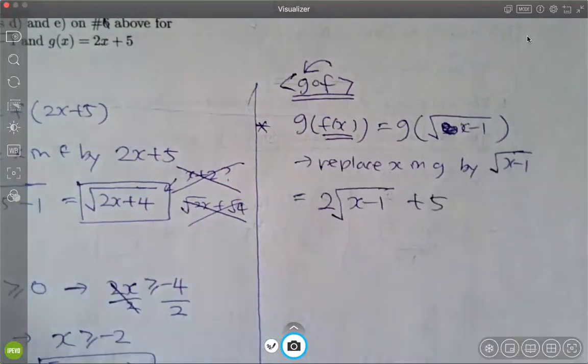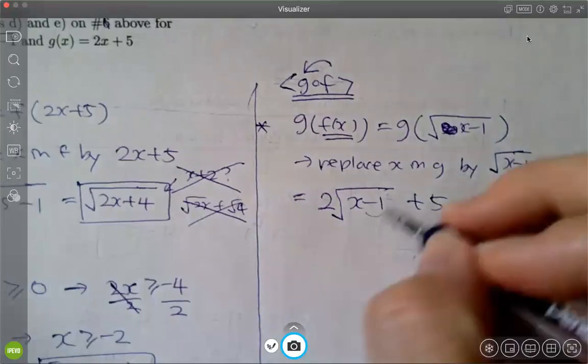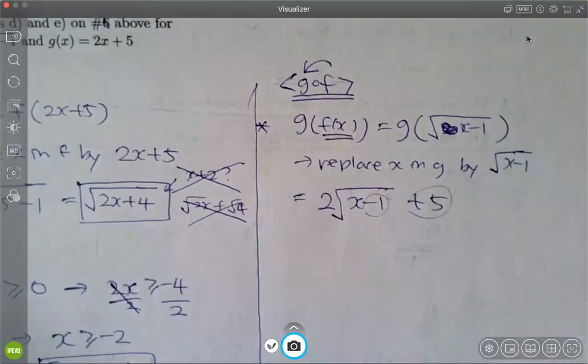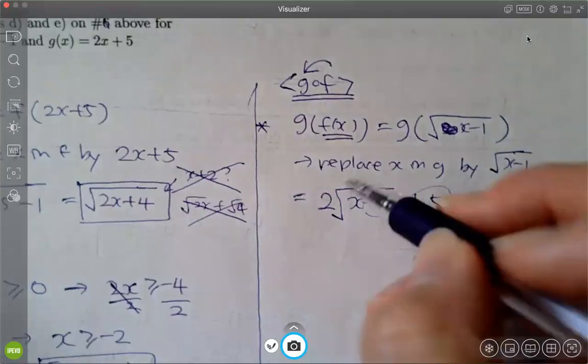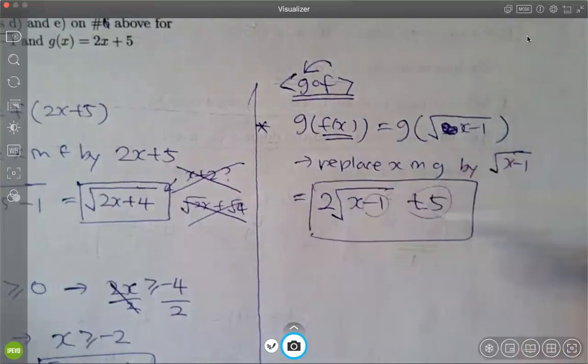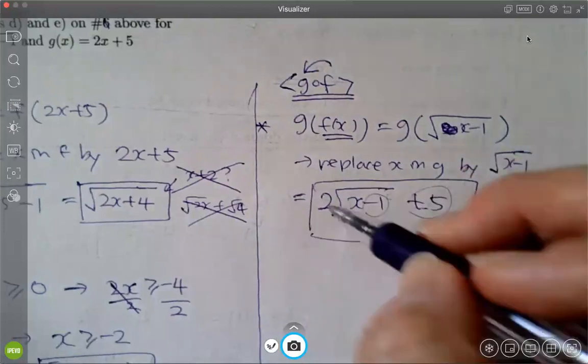Now, here, can we simplify this further? Namely, can we add negative 1 and 5? No, right? Because that's under the square root. And we cannot add 2 and 5, right? Because that's multiplied to the square root. So that's it.